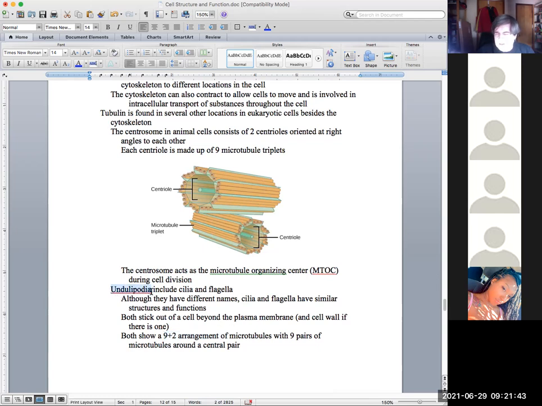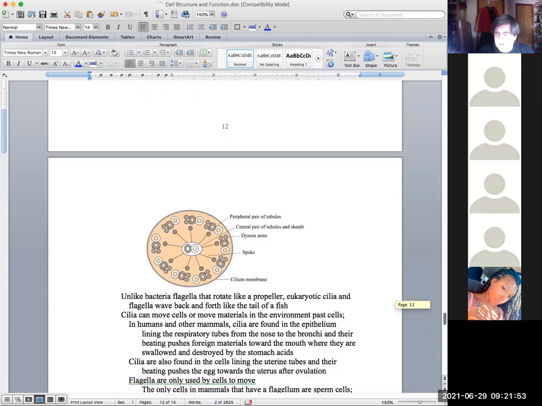And we find this in not just the centrioles, but some parts of the cell called undulopodia. And undulopodia include 2 things, cilia and flagella.